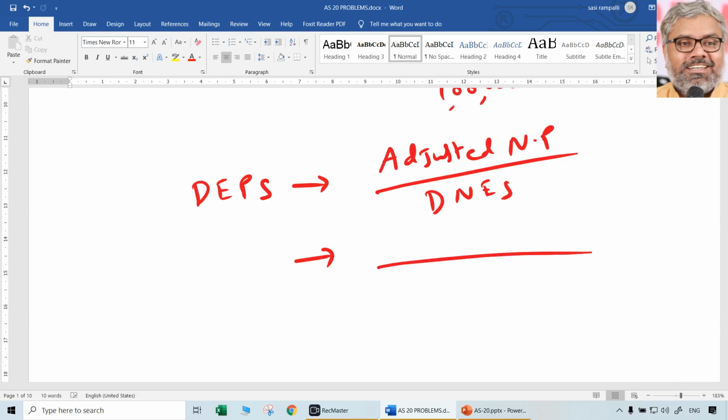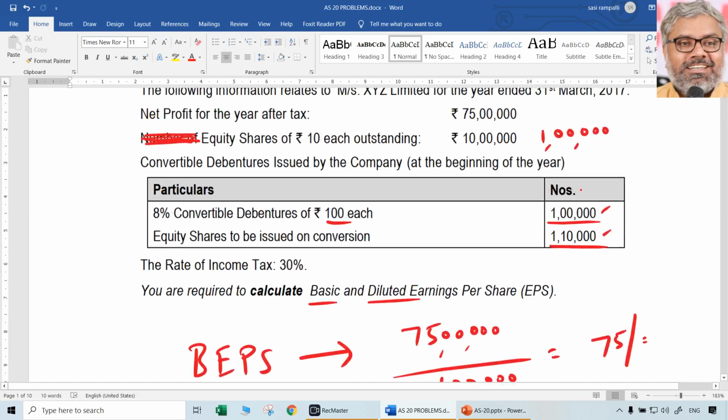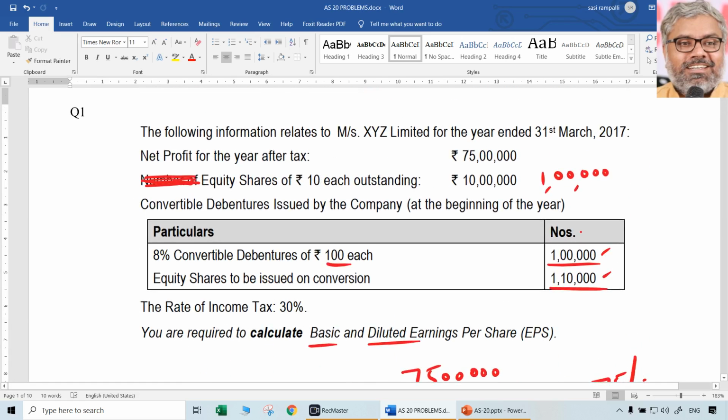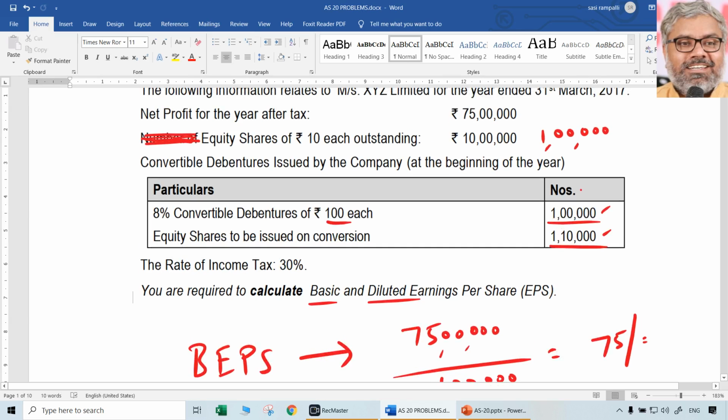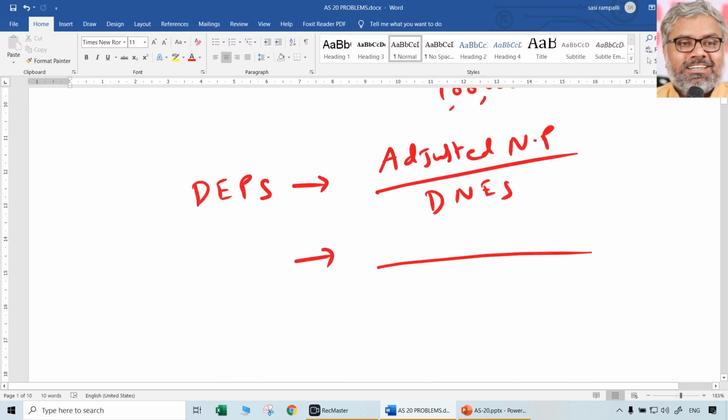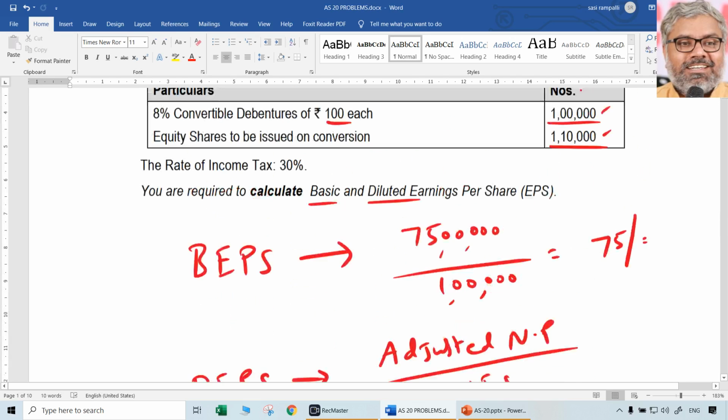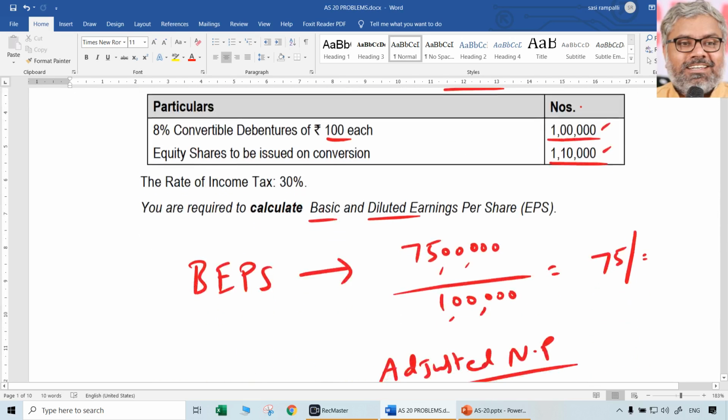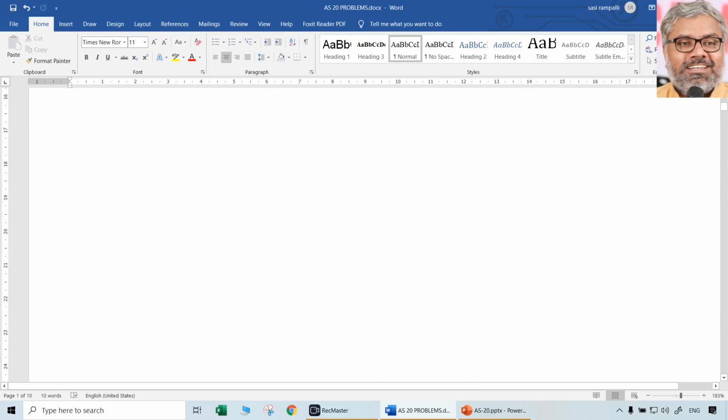So the denominator is not a problem here. Why? Because it is already given. We originally have 1 lakh equity shares and equity shares to be issued upon conversion, that too at the beginning of the year. So no problem in calculating any weighted average of that. 1,10,000. So that means total number of shares is 2,10,000. That is in the denominator for calculating diluted EPS. But the numerator is what? That has to be calculated. Do that in separate working notes. So what are the original profits?